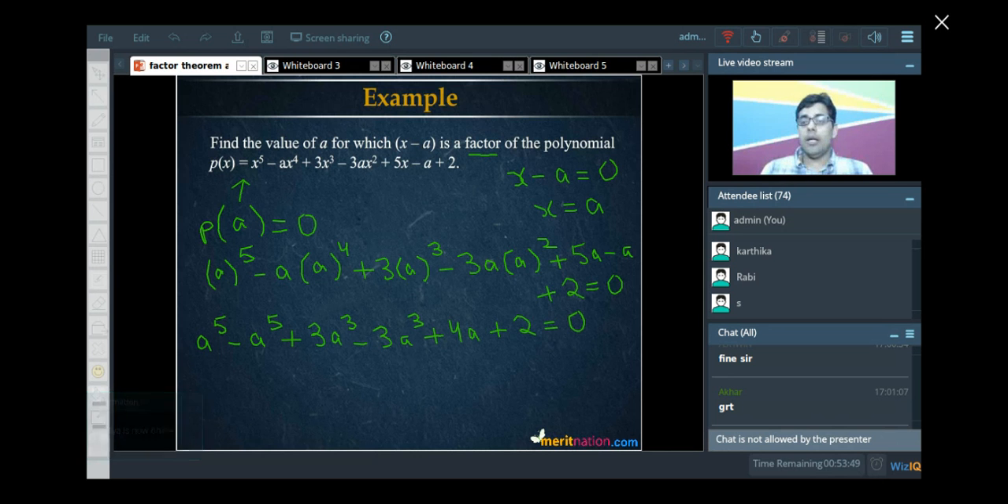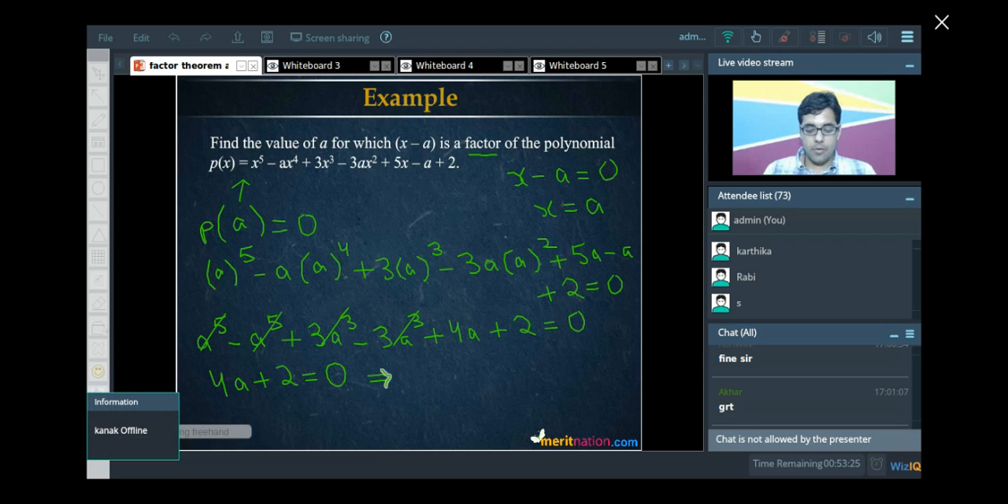It would become now a to the power 5 minus a to the power 5. It will cancel out here. Then 3a cube minus 3a cube will again cancel out. Remaining with 4a plus 2. 4a plus 2 will become 0. From this equation we will get 4a equals minus 2, and then a becomes minus 2 by 4. It will become minus 1 by 2 here.